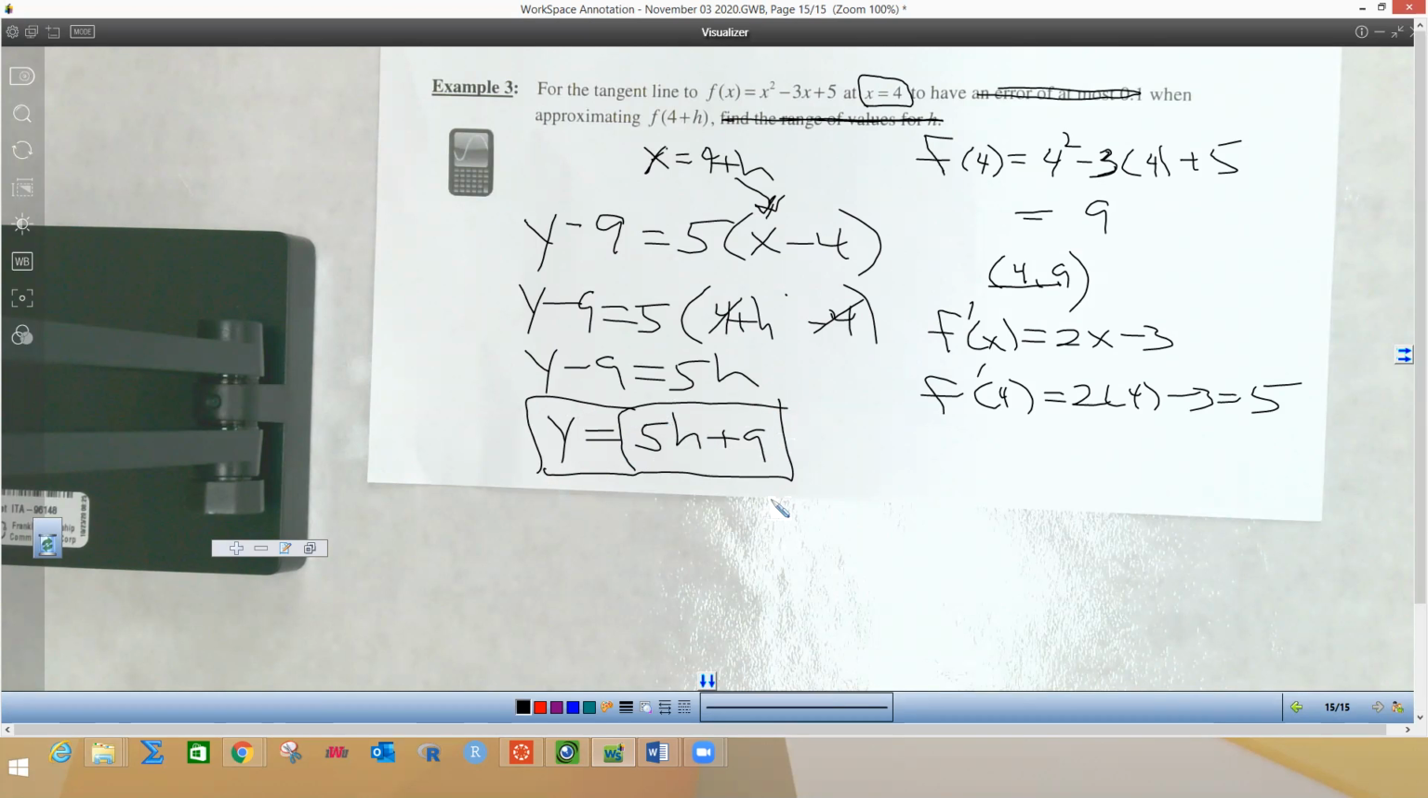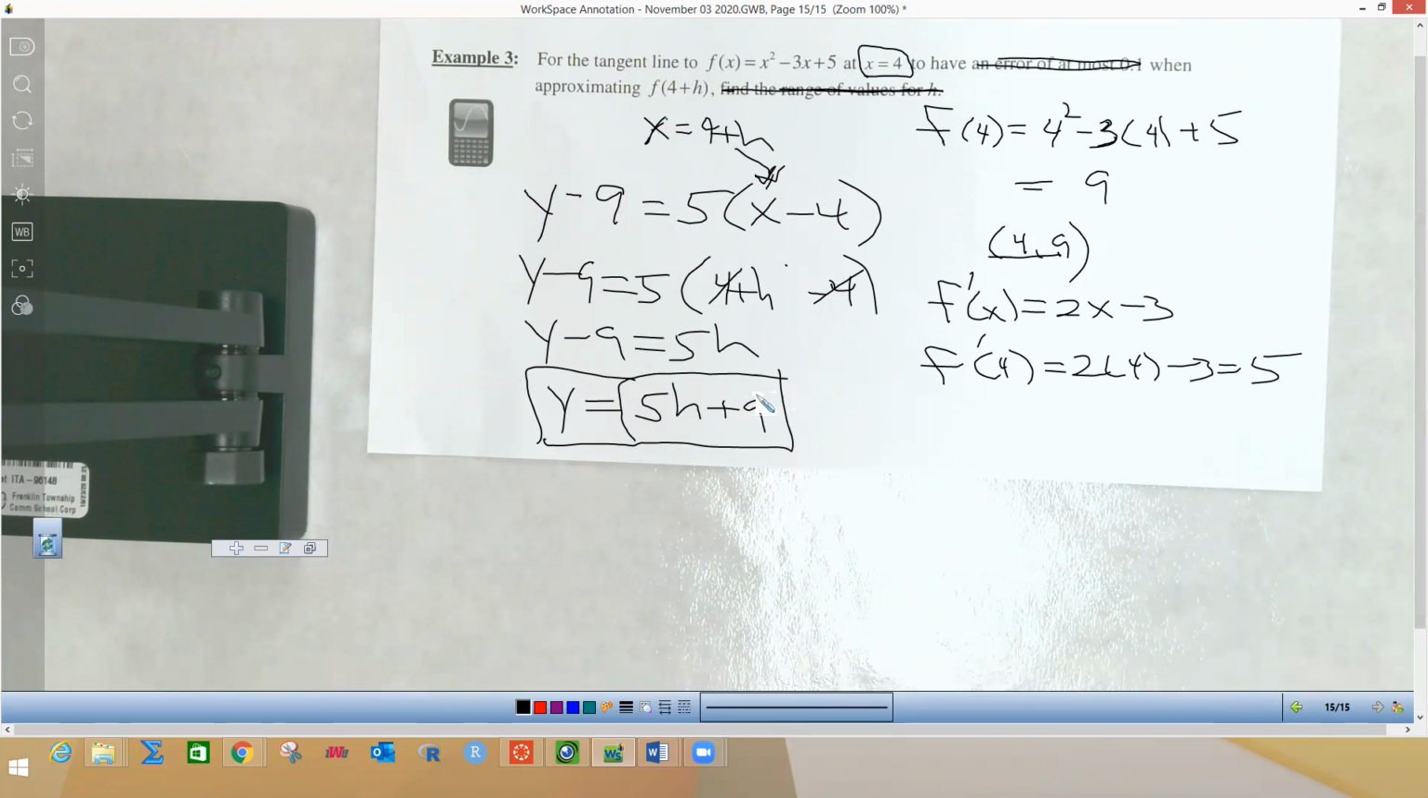So that's what you're going to be doing on this homework today, is doing approximations. Now, on the key, he's going to actually have errors, but you should be able to find this approximation in the answer as well.